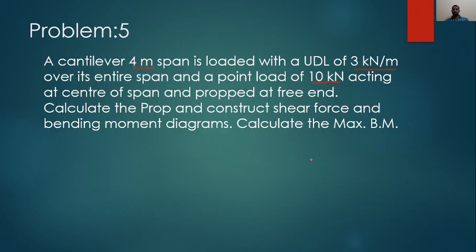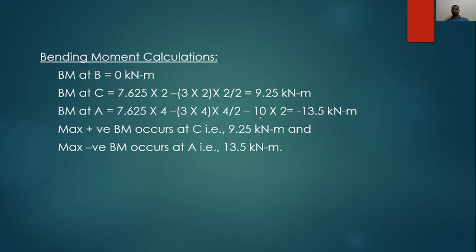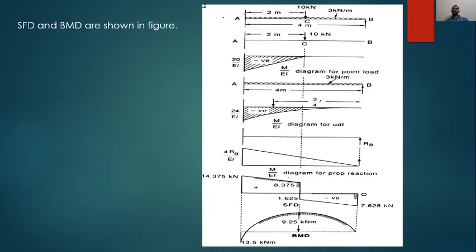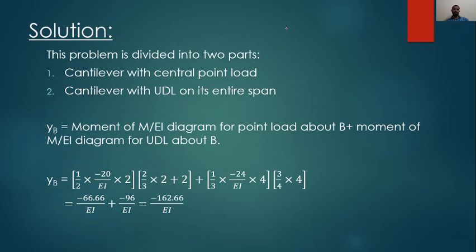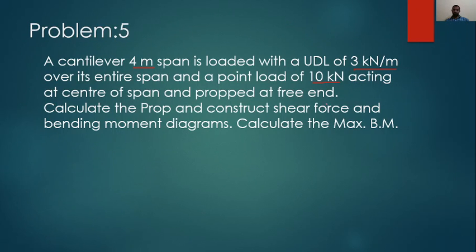Now this beam has both UDL as well as point load. I'll show the diagram, like this, UDL as well as midpoint load. Let us draw this. A cantilever beam 4 meter span having a UDL of 3 kN per meter.